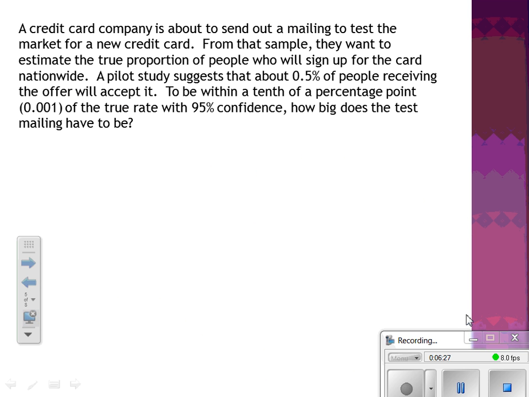Right? A credit card company is about to send out a mailing to test the market for a new card. From that sample, they want to estimate the true proportion of people who will sign up for the card nationwide. The pilot study suggests about 0.5% of people receiving the offer will accept it. They want to be within a tenth of a percentage point of the true rate, at 95% confidence. So how big does a test mailing have to be?